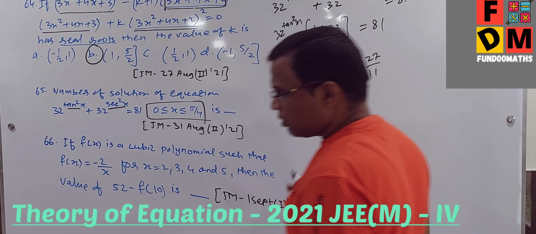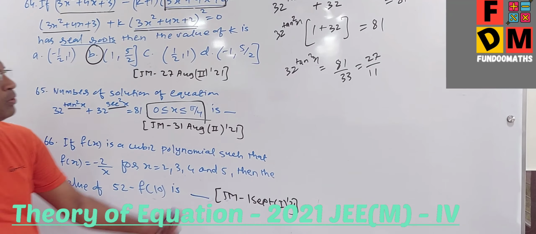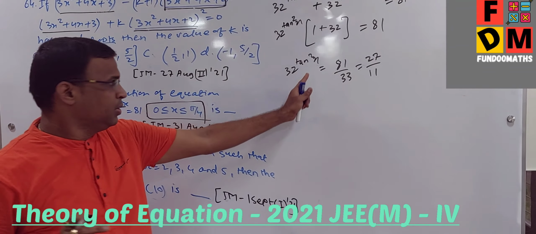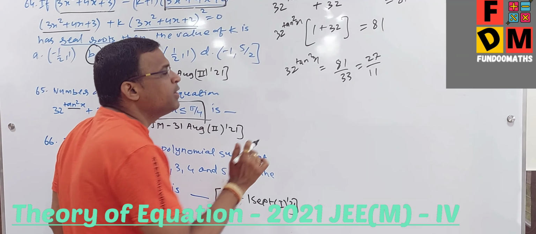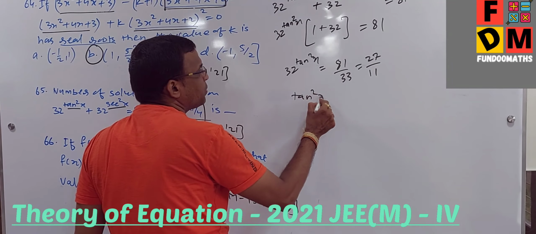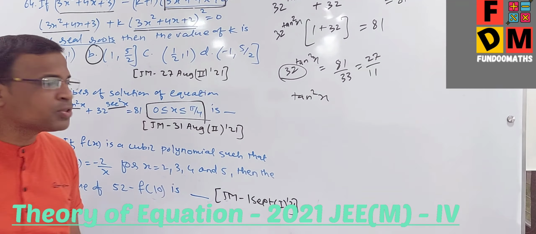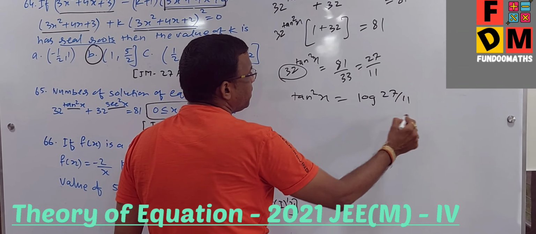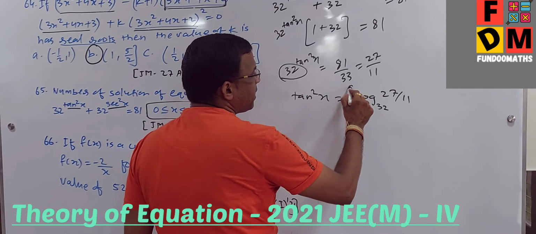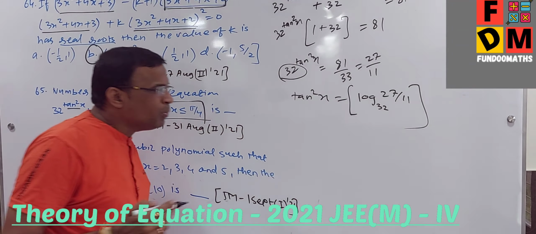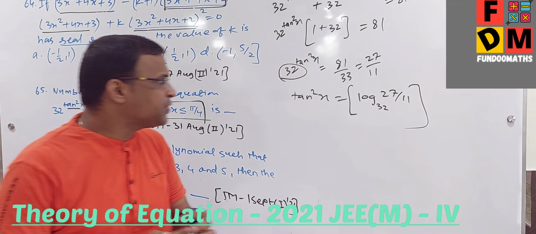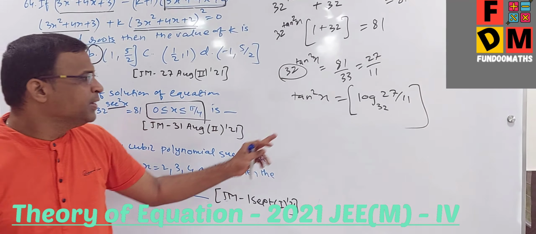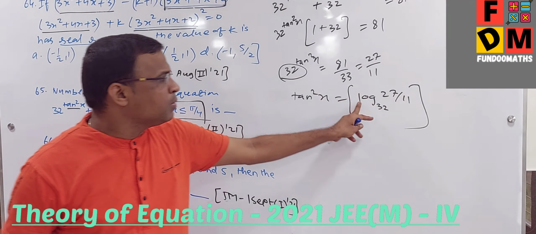Fine. So stuck? No. When you are stuck somewhere like this, the question asked is the number of solutions, so the value of x. x is in the power, so the best approach is to take log. When I took log both sides to the base 32, tan square x will be log of 27 upon 11 to the base 32. Now common sense says that 27 upon 11 is 2 point something, say 3. So log of 3 to the base 32.